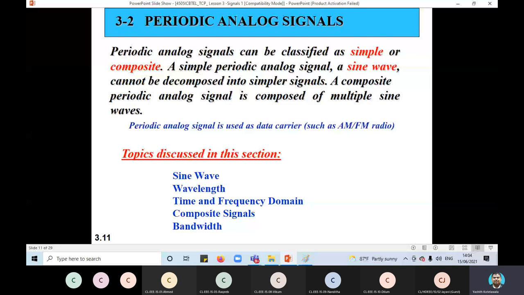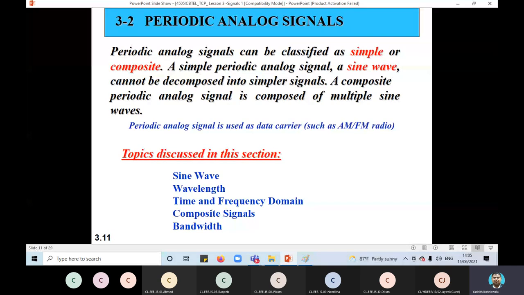Okay. They can be classified as simple or composite. Now there is a very important fact here to understand. What are simple analog signals? What are composite analog signals? Very important, right? So I want you to point out these terms because these are key terms that you need to know the meaning of, because everything will be discussed using these key terms from today onwards.